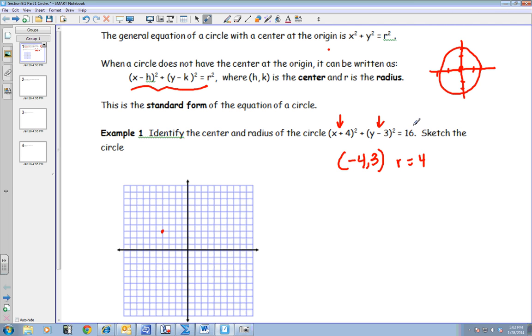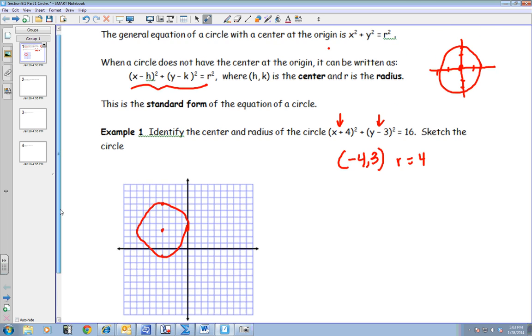Okay, so this number they have already squared out, so I always take the square root of that number when I'm finding the radius. All right, so if the radius is 4, I'm going to go up 4, 1, 2, 3, 4 from my center, 1, 2, 3, 4 to the right, 1, 2, 3, 4, 1, 2, 3, 4. And then you guys will do a much better job, but I would draw in my circle, okay? Like I said, you guys will do a much better job. So that's easy. We've done that before.